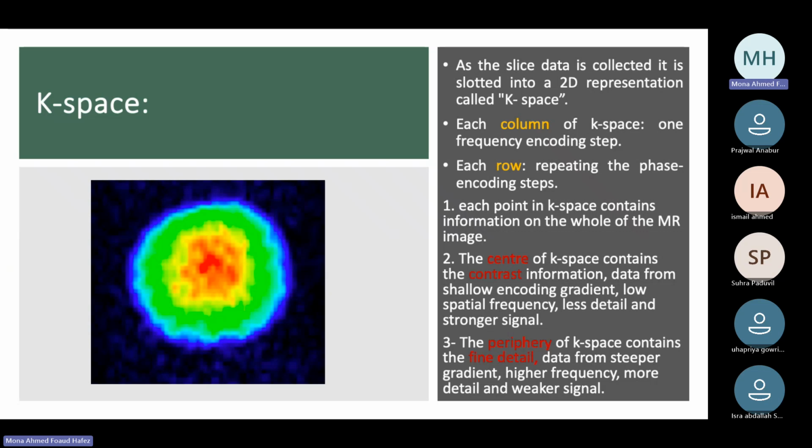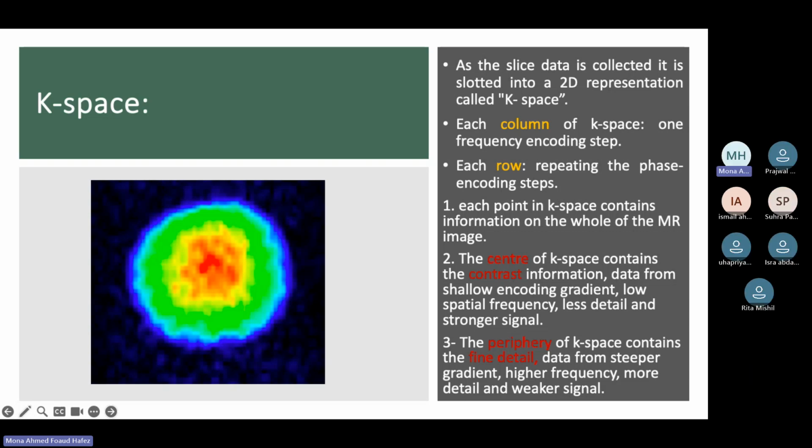What is the K-space? As the slice data is collected, it is slotted into a representation called a K-space. Each column in the K-space represents one frequency encoding step, and each row represents phase encoding steps. So each point in the K-space contains information about the whole MR image. The center contains more contrast information. This is important information for MCQ. The center is important for the contrast information.